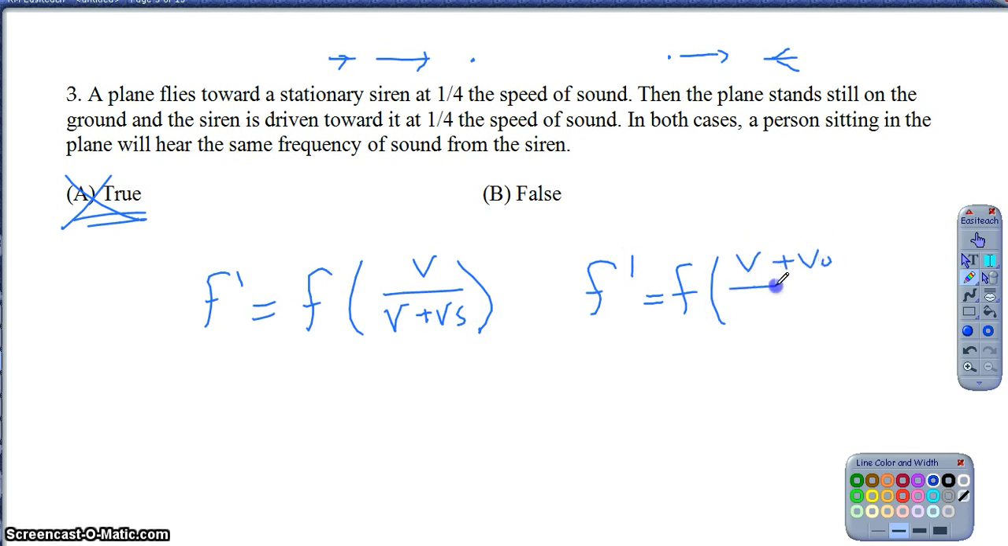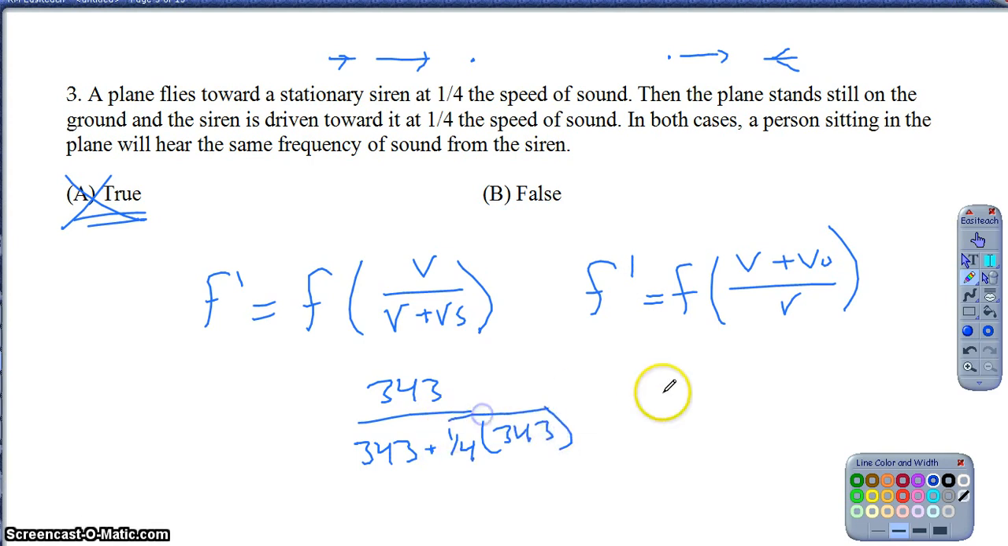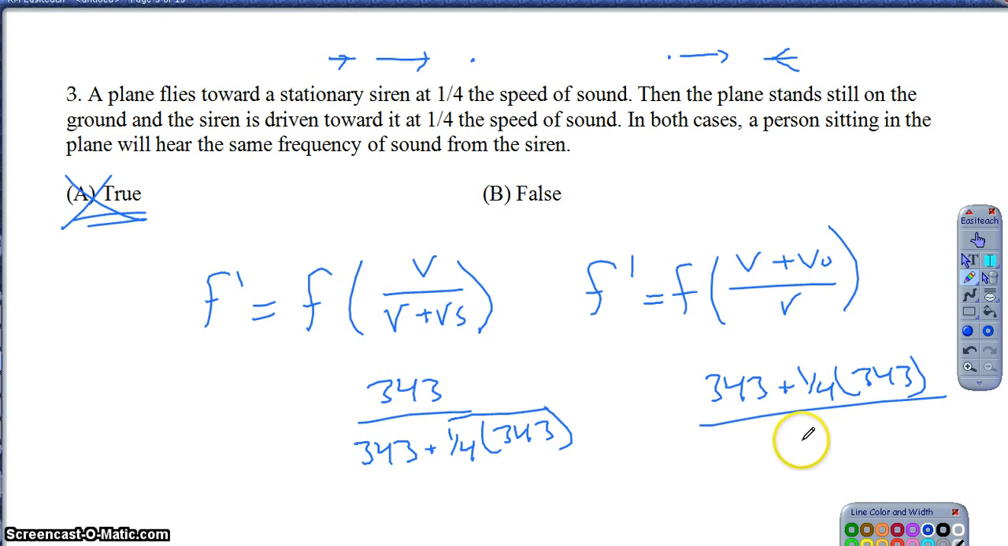So this is my representation here. In one case, I'd have something like the speed of sound, which is 343 over 343 plus 1/4, right, that speed. So we'd have something like that. And then in the other case over here, we'd have 343 plus 1/4 of 343, divided by, in this case, just 343 on the bottom, right?